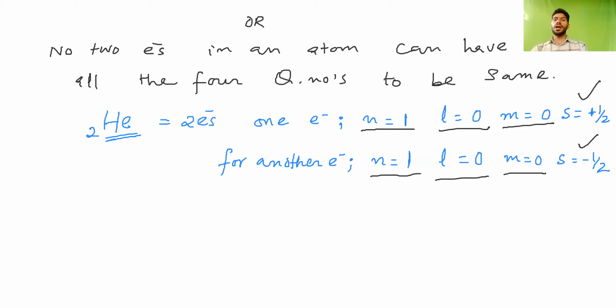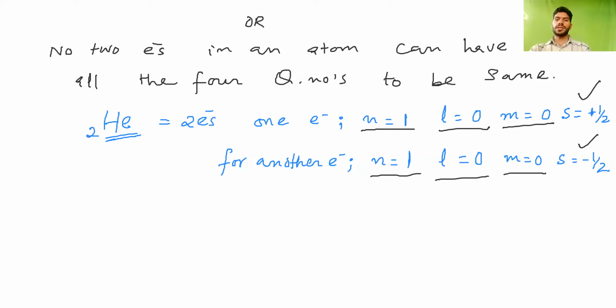So that means 2 electrons in an atom cannot have all the 4 quantum numbers the same. So no 2 electrons in an atom can have all the 4 quantum numbers the same. So this is another way to define Pauli's exclusion principle. I hope that you have got this. Have you got it? Is it clear? Yes, sir. Okay, so this was Pauli's exclusion principle.